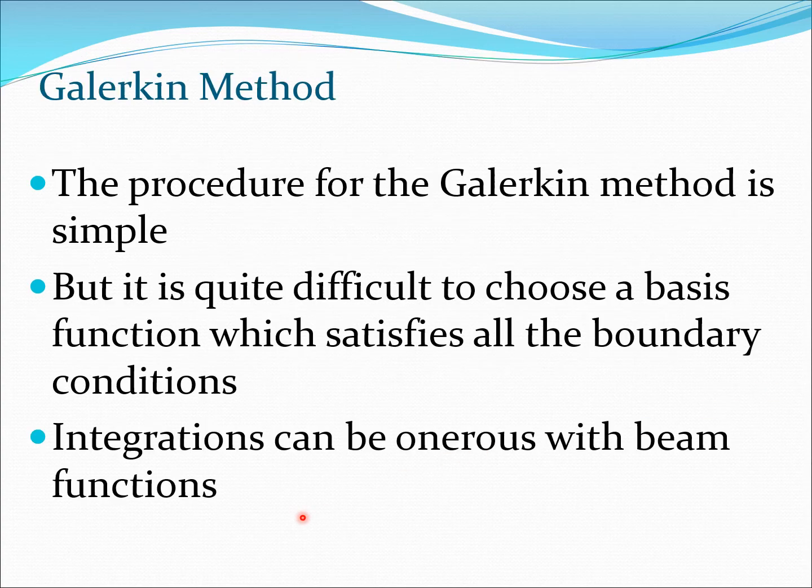Now we saw that the procedure for the Galerkin method is relatively simple. One of the difficulties is in choosing the basis function which satisfies all the boundary conditions, and many people have come up with basis functions which you can use. Also, sometimes the integrations you need to do to calculate the mass and the stiffness matrix can become quite difficult when you are using the beam functions.